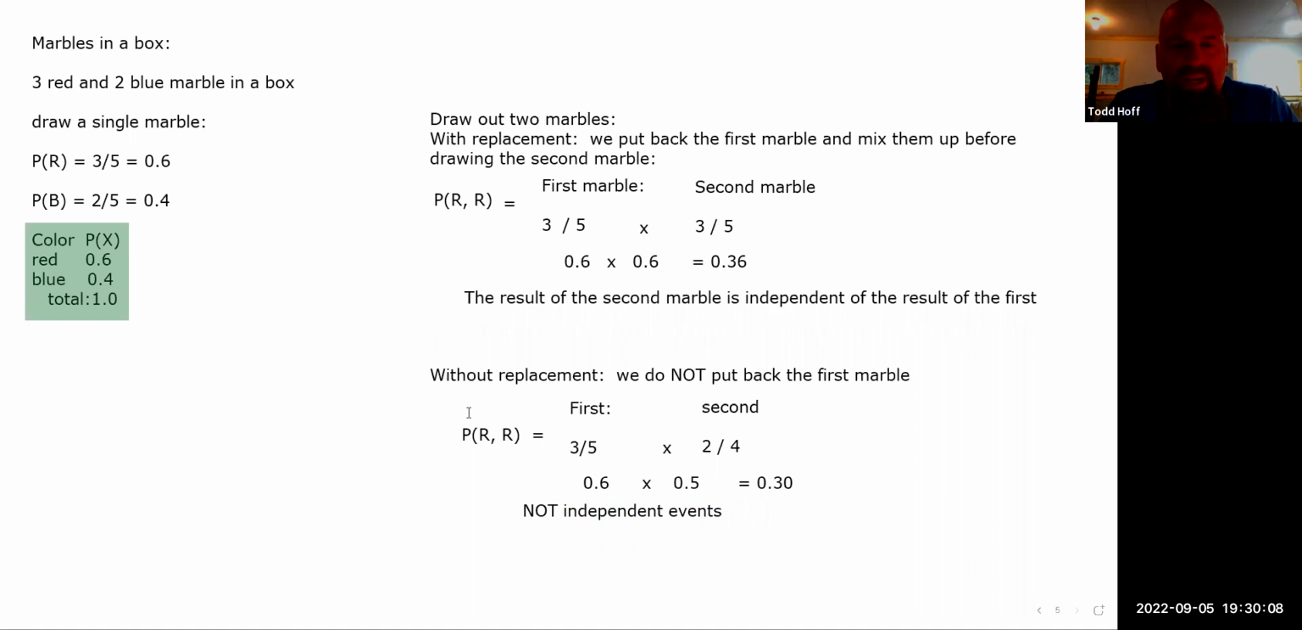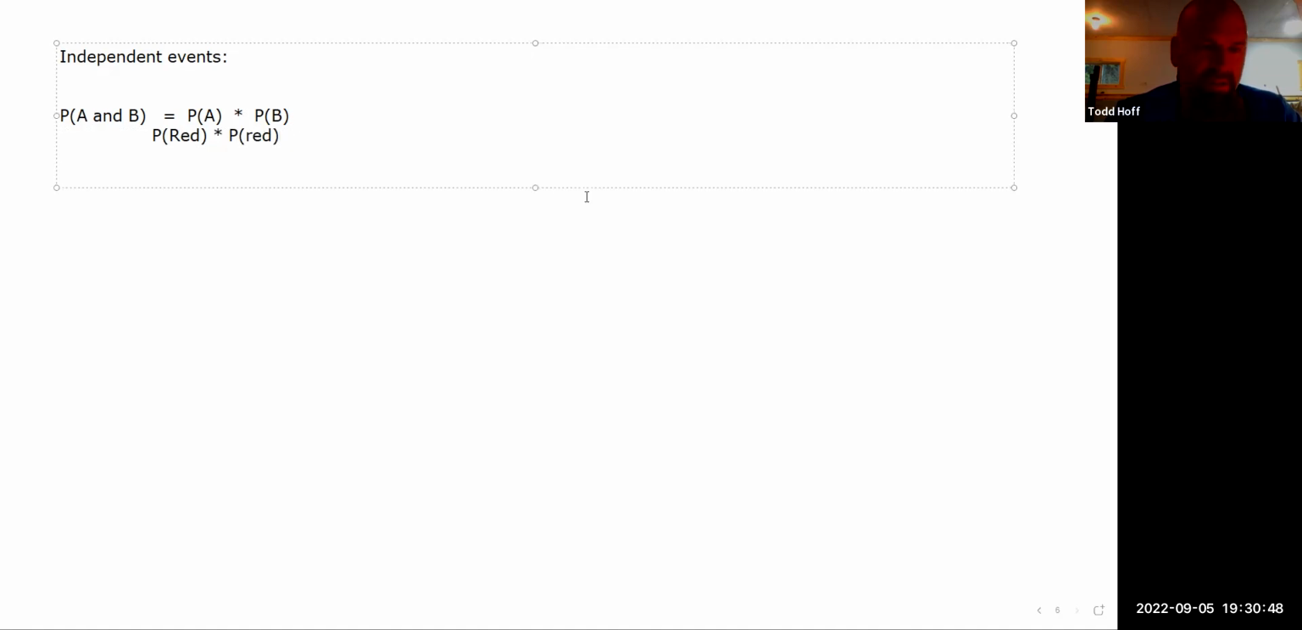So technically what's going on here, if the events are independent, the probability of A followed by B is just equal to the probability of A times the probability of B, which is exactly what we did up above. It was the probability of a red marble times the probability of another red marble. That gave us the probability of both of them being red.